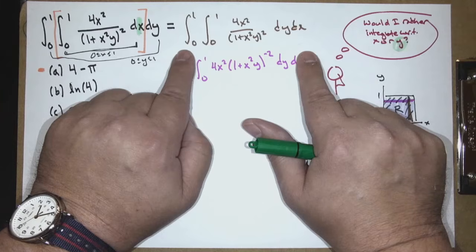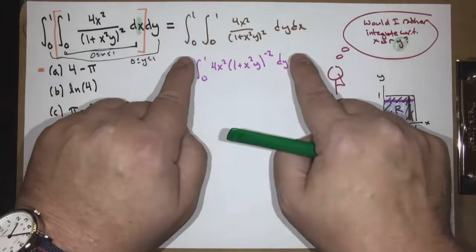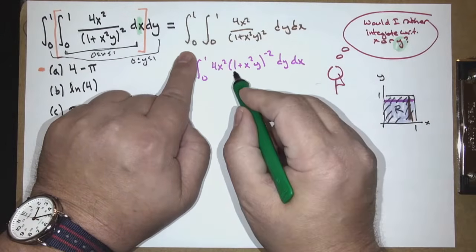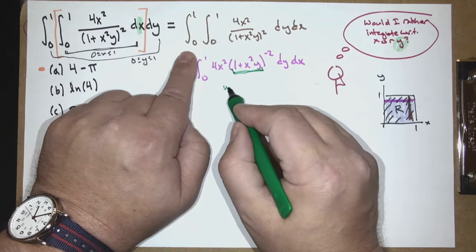Any ideas? Substitution. Okay, substitution works great. I love it. Where should we substitute? The 1 plus x squared y. We'll just do the whole inside, right? u equals 1 plus x squared y.